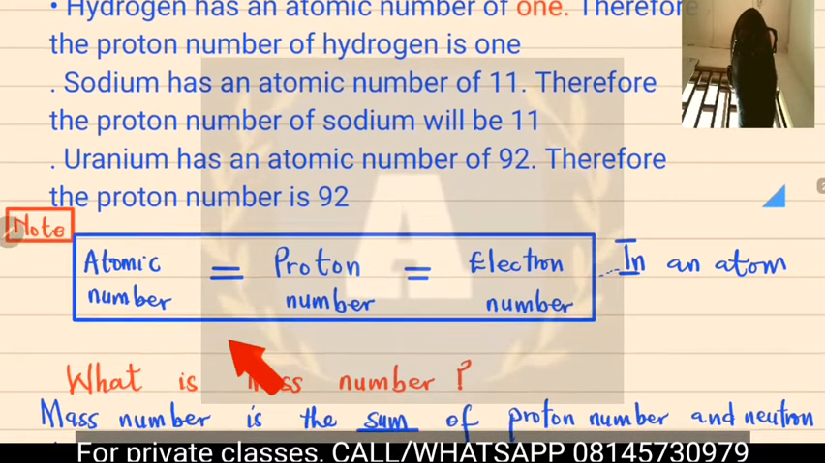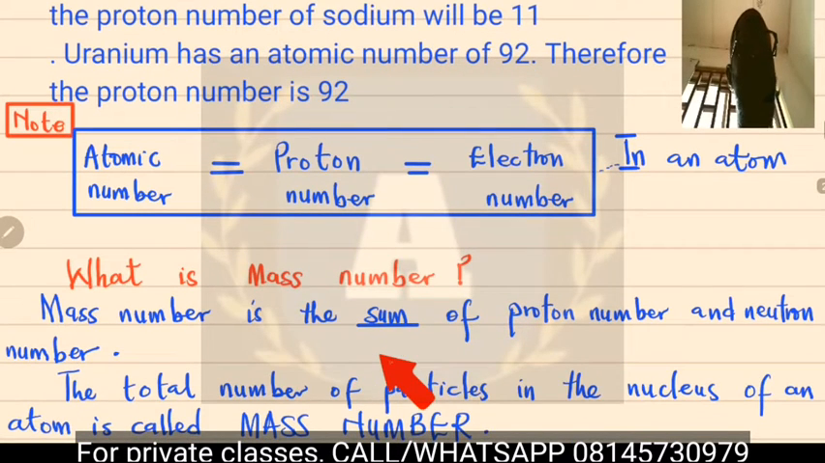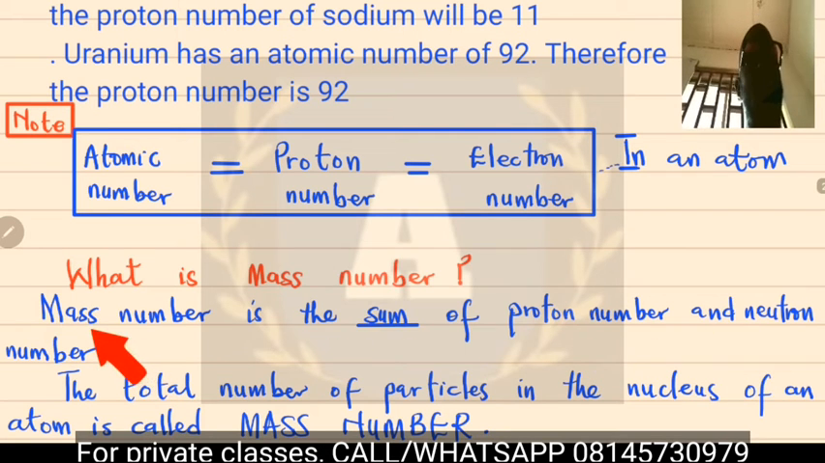So now, next is, what is mass number? They want to teach us what is meant by mass number. Mass number is the sum of protons and neutrons. The mass of an atom is generally concentrated in the nucleus, and in the nucleus of an atom you have protons and neutrons. So mass number is the sum of the proton number and the neutron number.